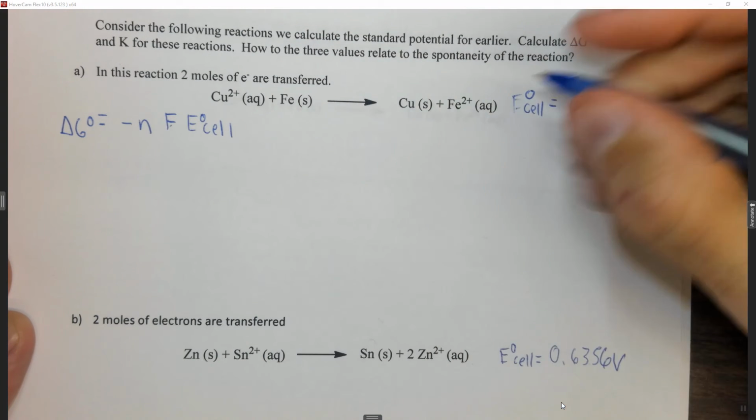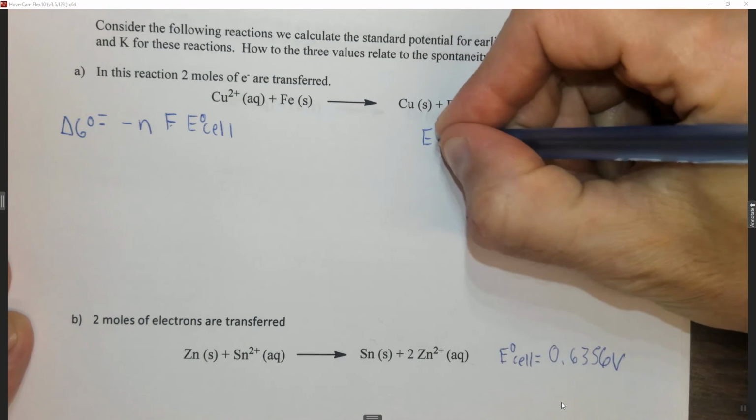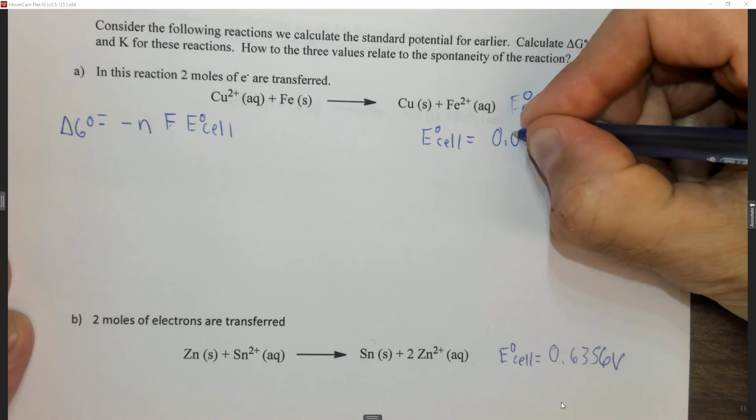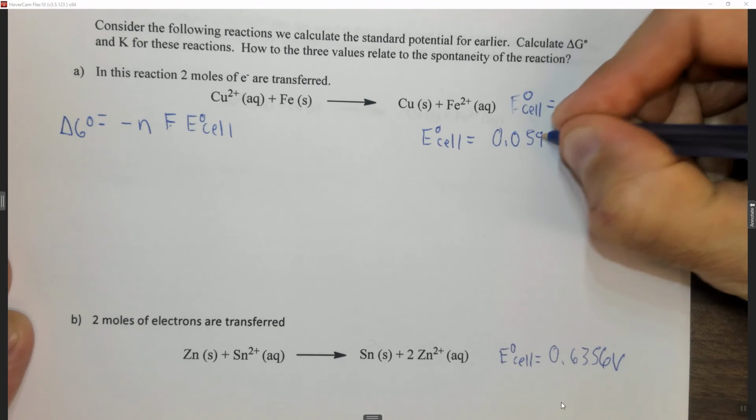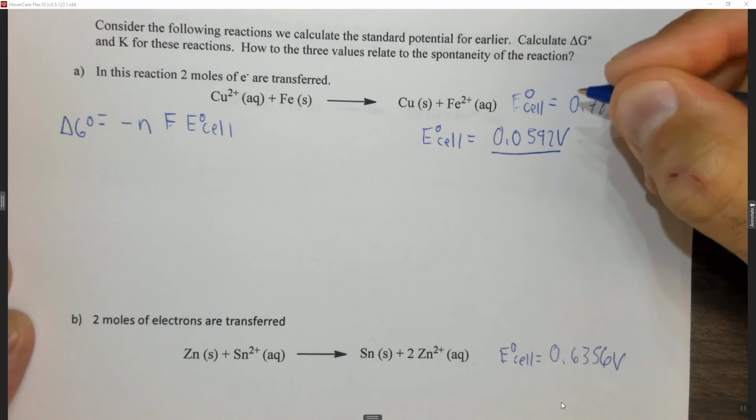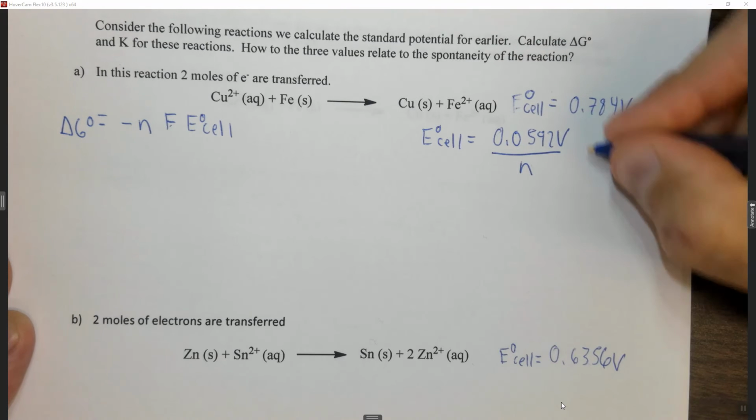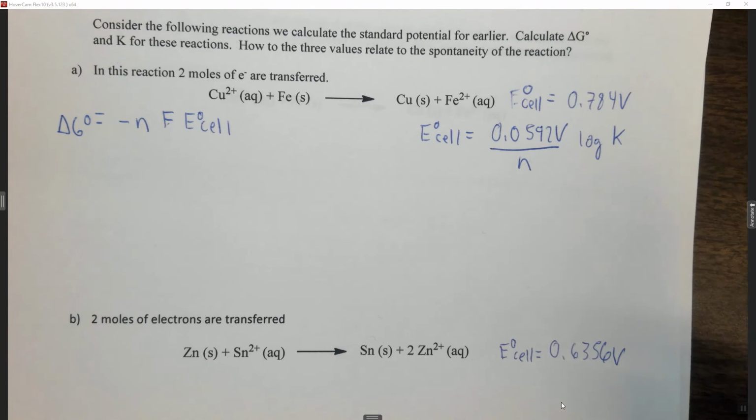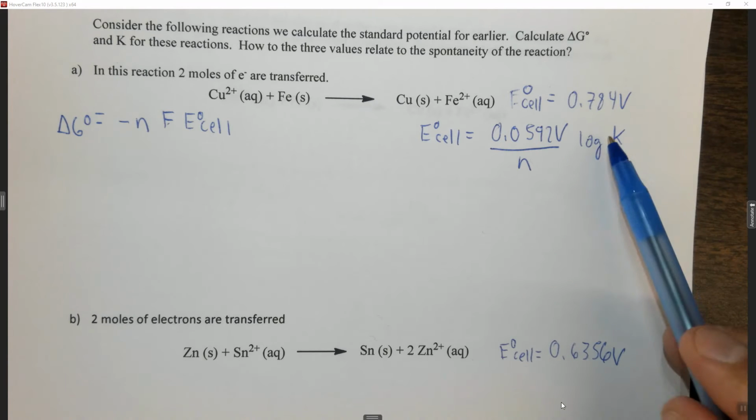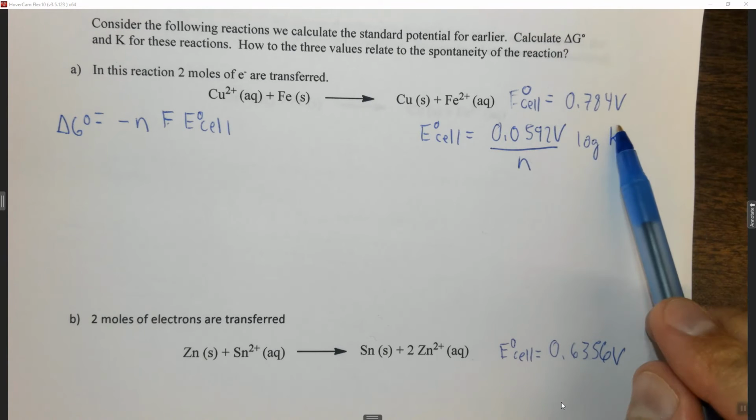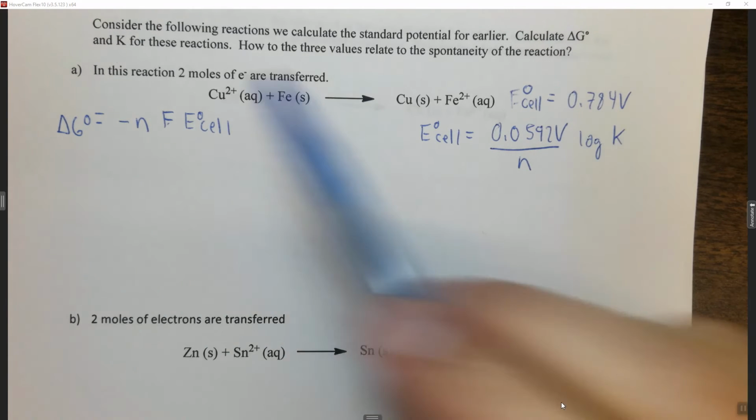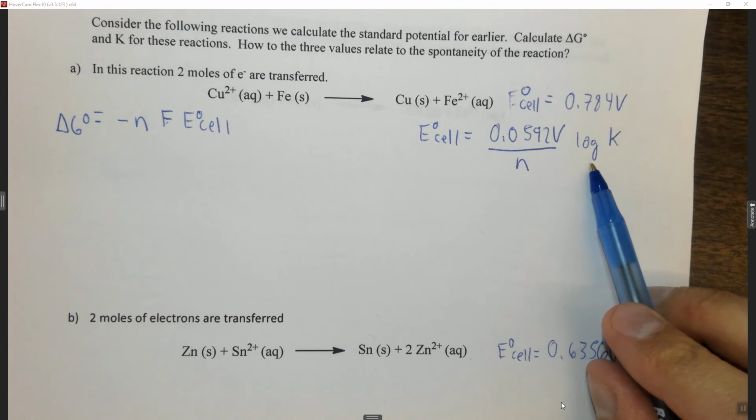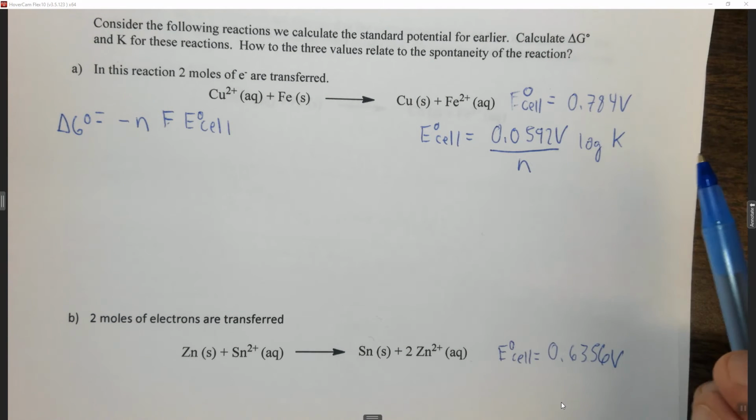We can also find K. E cell equals 0.0592 volts divided by N, the number of electrons, times the log of K. So if we have a reaction where the E cell is positive, meaning it's spontaneous, we would expect that the delta G is negative. What about K? We would expect that the K is a big number.